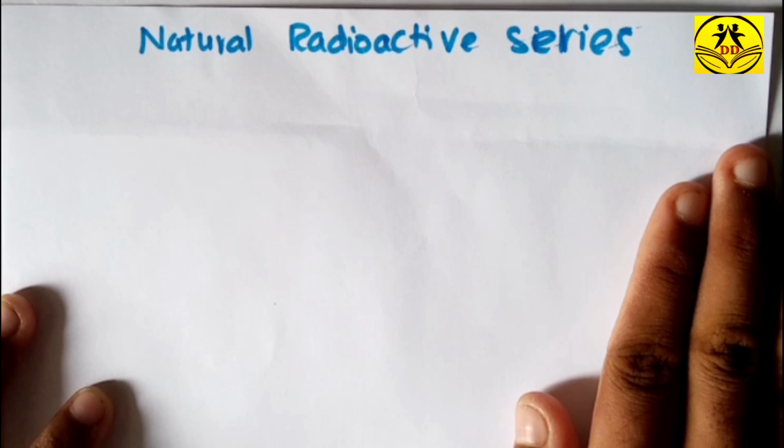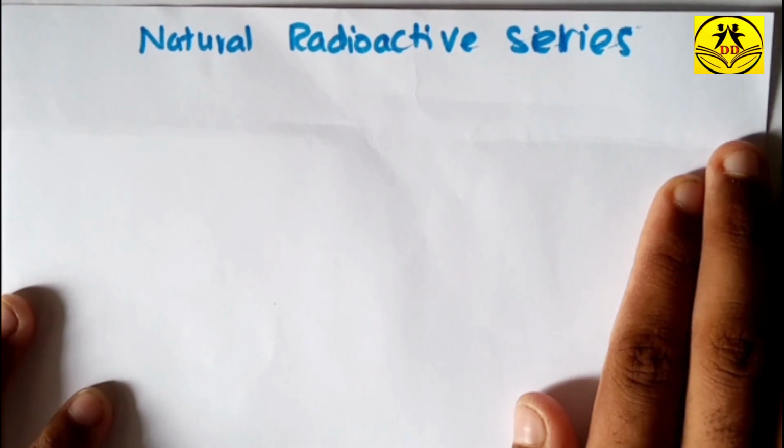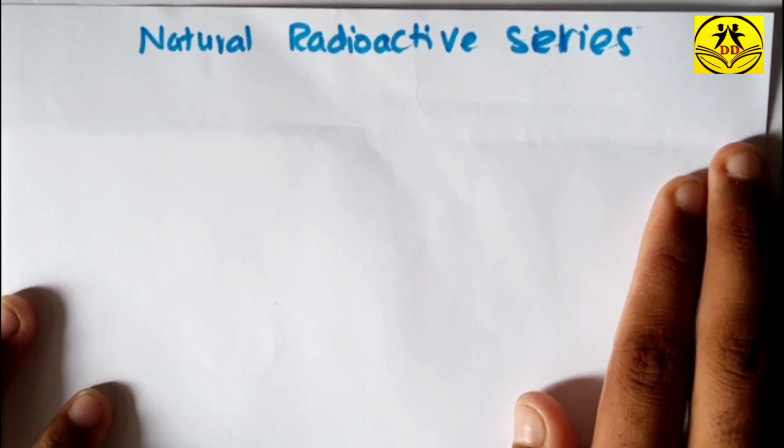Next, we're going to talk about natural radioactive series. When we consider some naturally existing heavy metals, they convert into new elements by spontaneous emission or disintegration of alpha particles, beta particles and gamma rays, which is called radioactive decay.